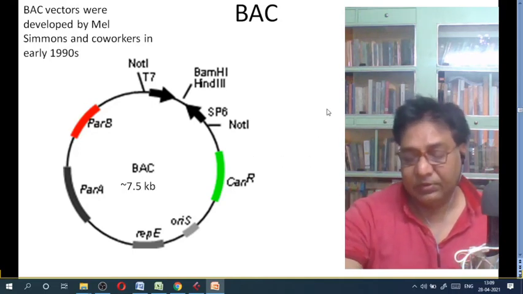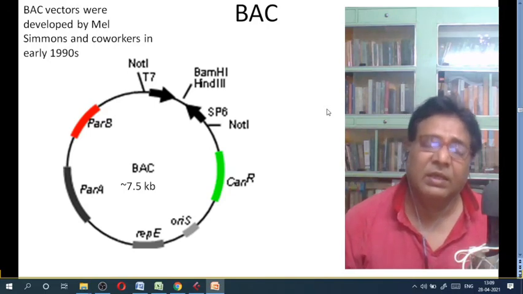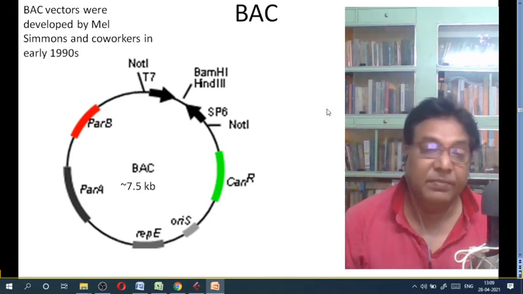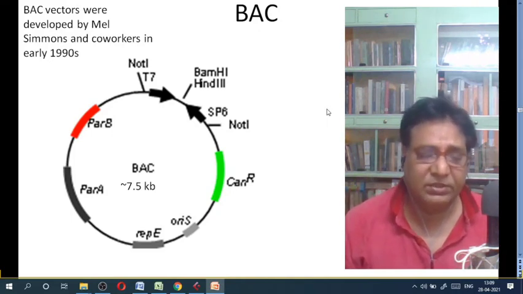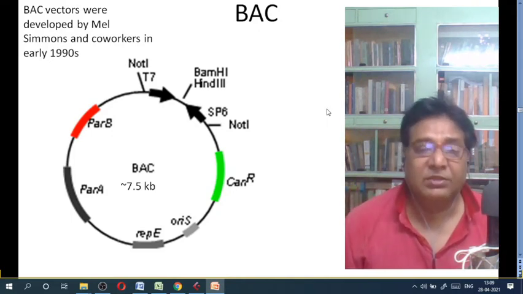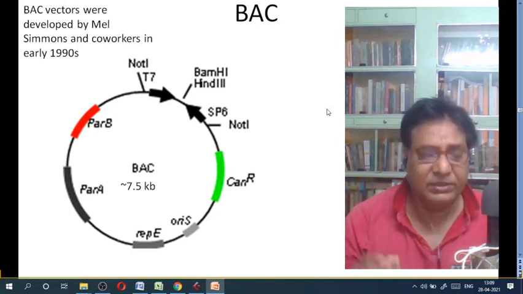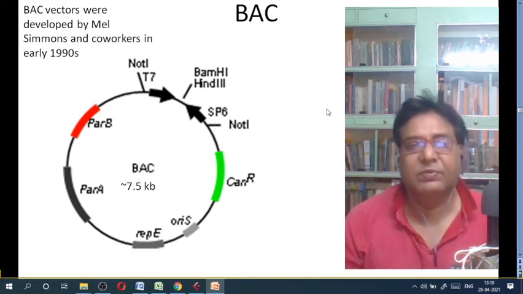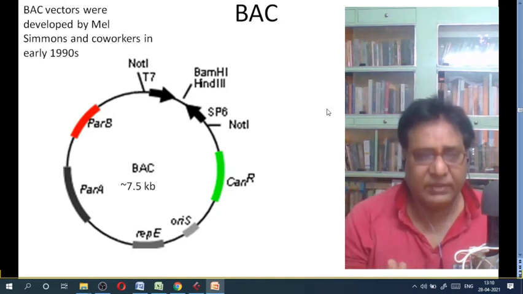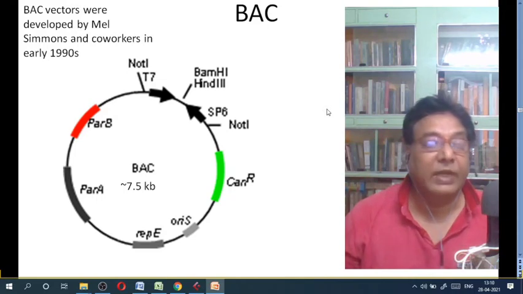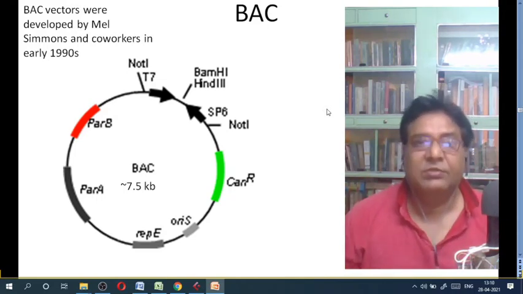Okay, so this was all about the different types of vectors that we were talking about. One more type is the Ti plasmid based vectors, those which are required for plant genetic engineering. I did not include that here because I will make a separate video on it, along with the plant genetic engineering part and how it is used for that purpose. That is a little complicated vector. There are two types of them, so we will have a separate lecture on that. So here I'm going to end this lecture.